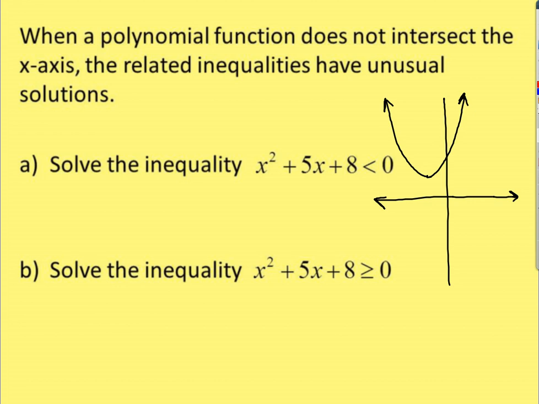So if we want to find all the values where our y value is less than 0, since this entire graph is above the x-axis, all of its y values will be above the x-axis or will be positive. So there are no solutions, or no real solutions, where our y value is less than 0.